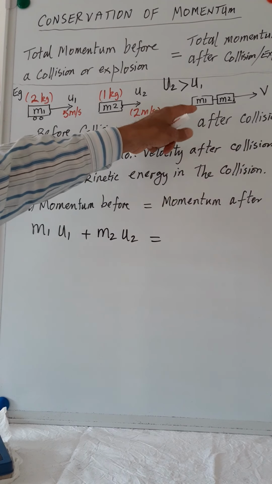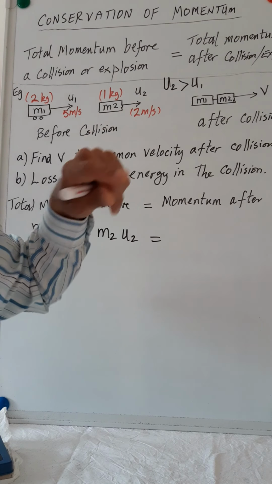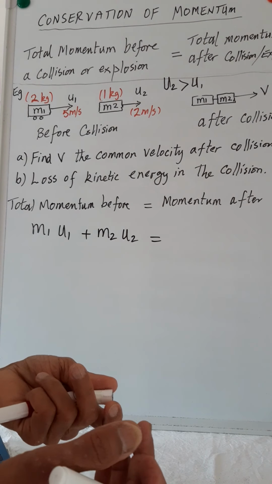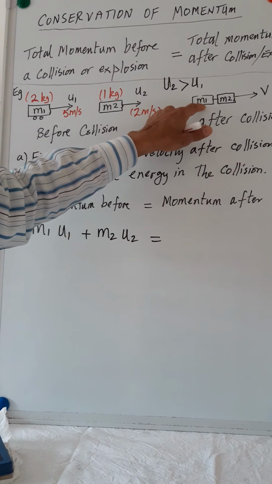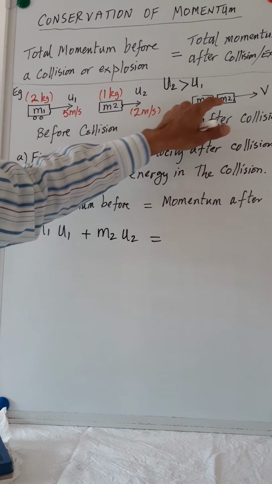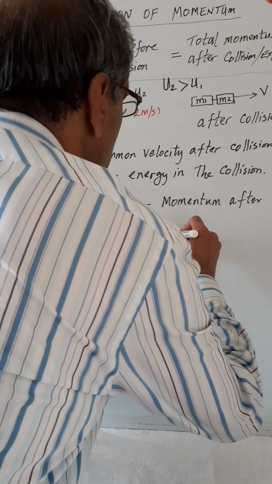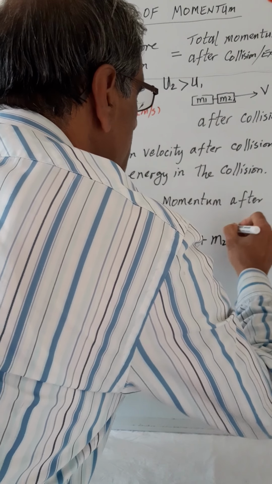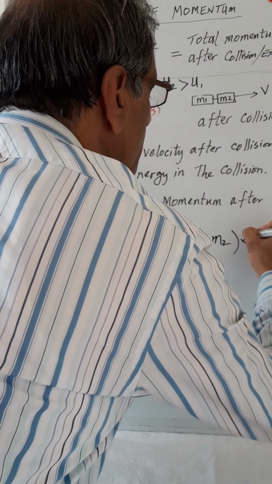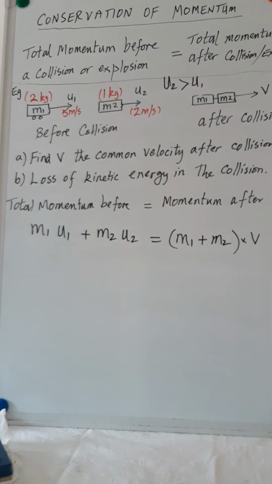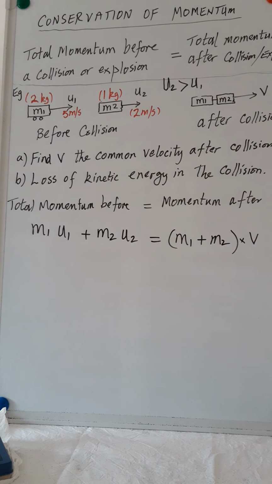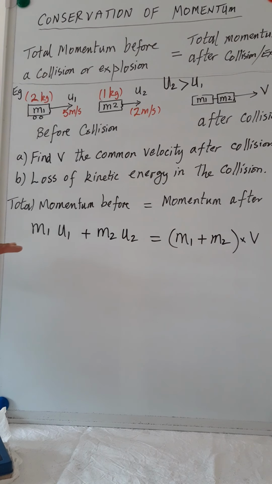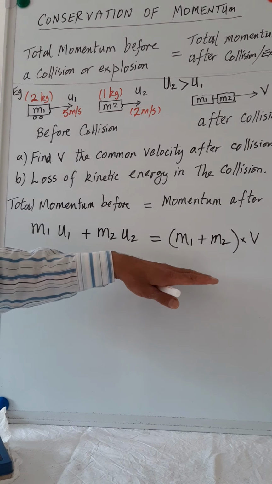Now after the collision, the trolleys stick together and they move off together as one body. So the two masses will be combined, m1 plus m2, times the common velocity v. Okay, so this gives us a formula for momentum before and momentum after.